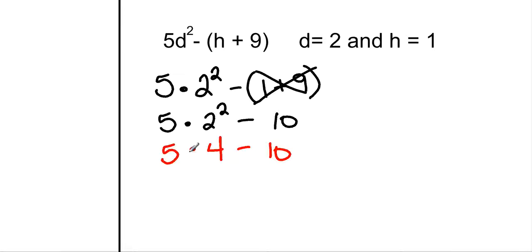Now, I have to ask myself, is multiplication or subtraction more important? In this case, multiplication. So 5 times 4 is 20, minus 10 is then 10. So I've done my order of operations.